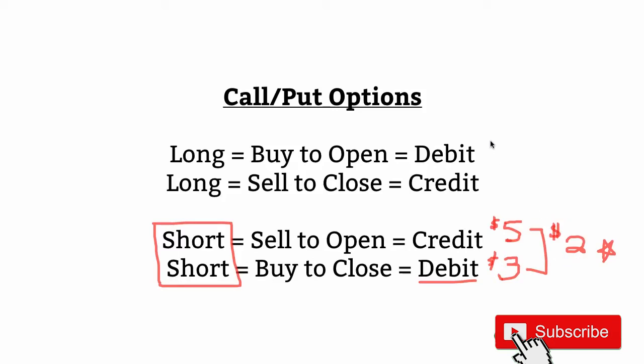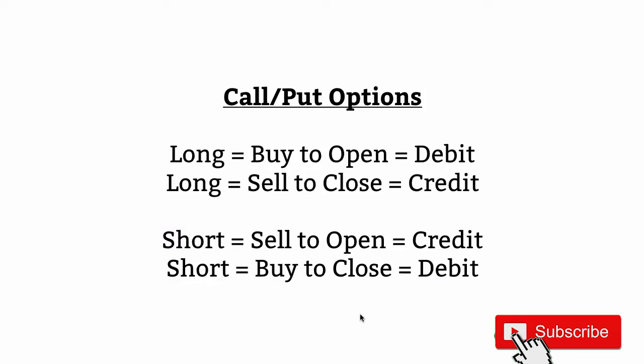Okay, with option buyers, you want to buy options at 5, sell them at 7. With option selling, you want to buy something, say at 5 and sell them at 3, or sell them at 5 and buy them at 3, sell them at 7 and buy them at 5, whatever the case is. Okay, so hopefully that makes a lot of sense. But again, it's all about these credits and debits.